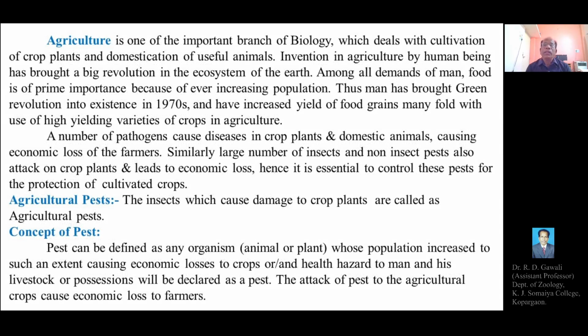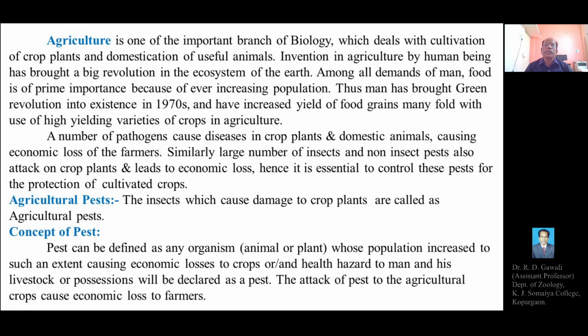Then we'll introduce the topic agricultural pest and their control. So this is just a definition or introduction regarding the agricultural pest. So friends, first we'll define agriculture. Agriculture is one of the important branches of science or biology which deals with the cultivation of crop plants and the domestication of useful animals.